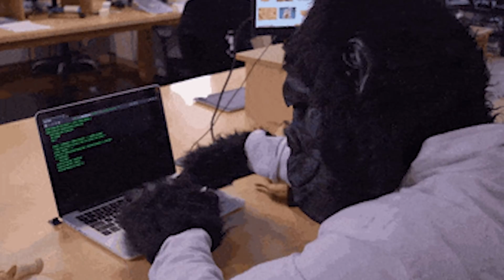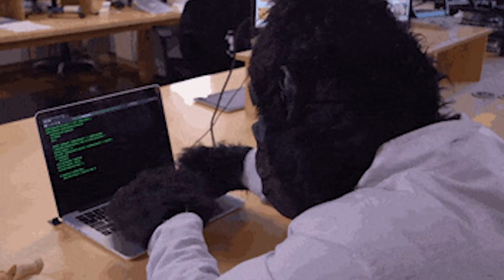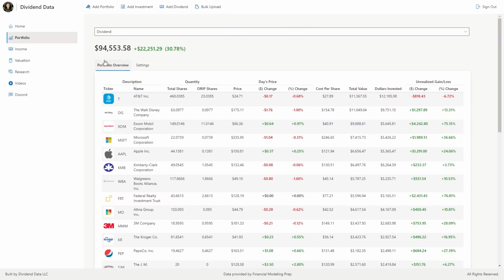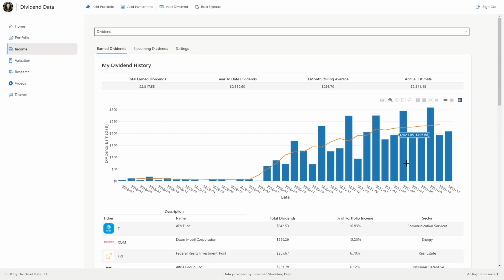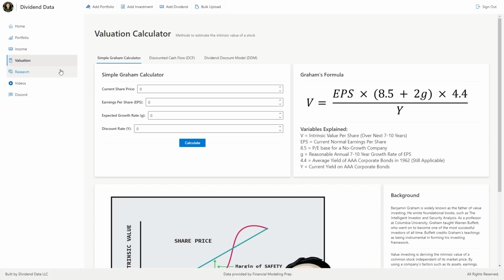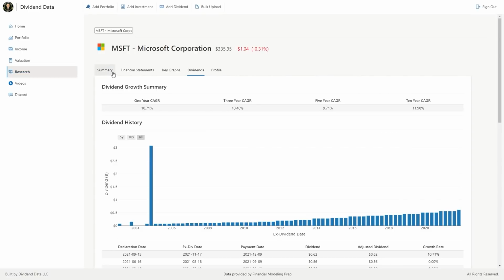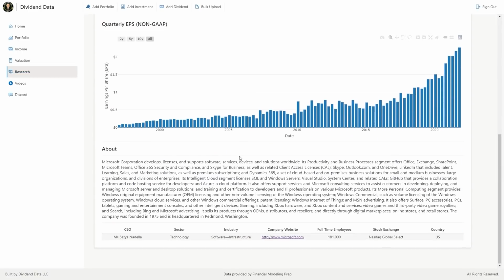Over the past few months, I've been creating my dividend investing research application. Basically, I'm creating everything I want as an investor. I can track my portfolio, see the progression of my dividend income, calculate stock valuations, and do in-depth research. Believe me, this thing is just getting started too.